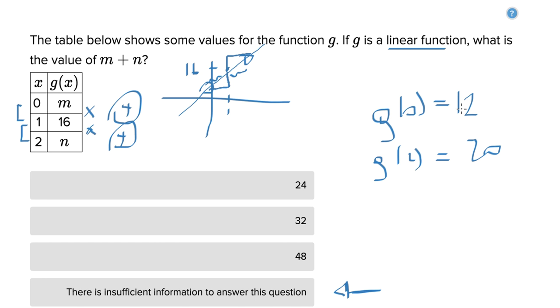So now we just have to add these two together and see what they equal. So 12 plus 20 gives you 32, and 32 is answer choice B here. Now you can plug in any number you want for g of 0, keep the difference, add it to what g of 2 would be, and you would always get 32 because the slope is constant.